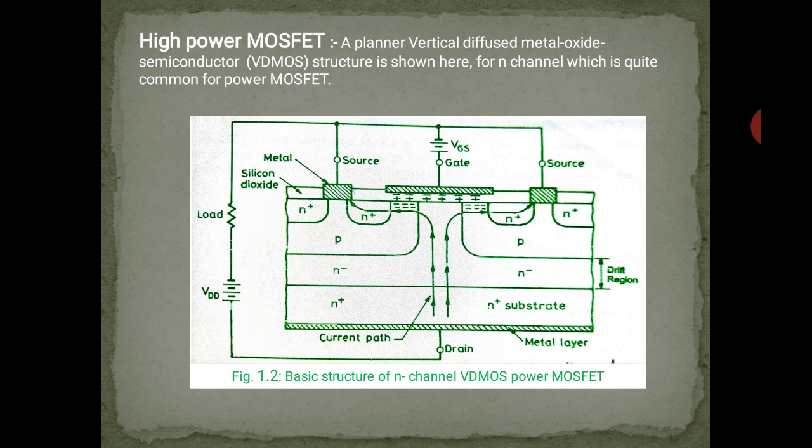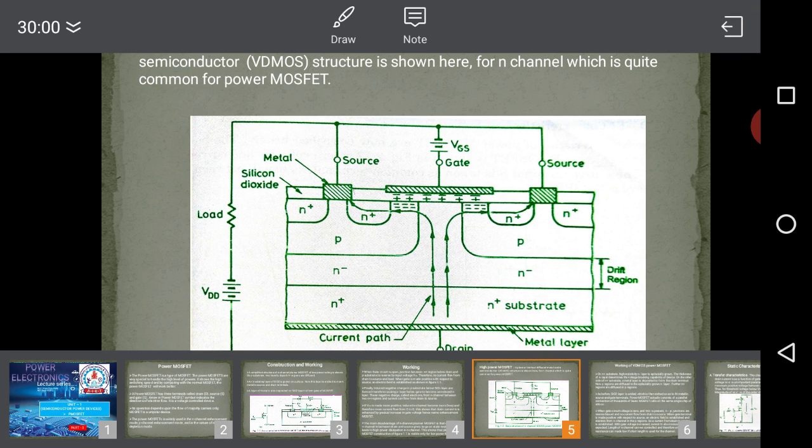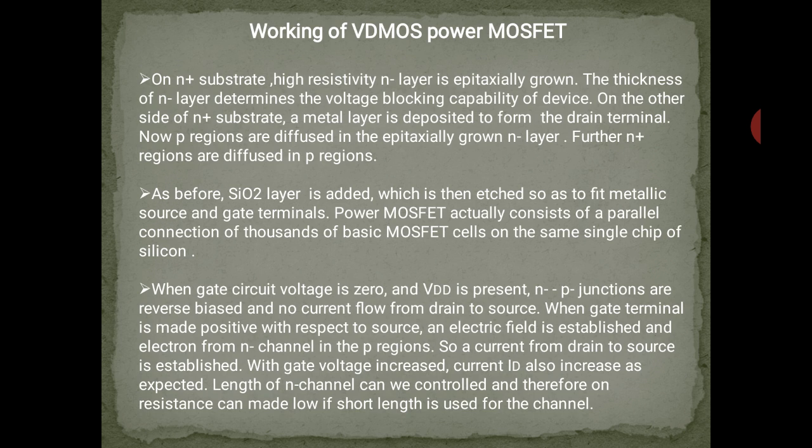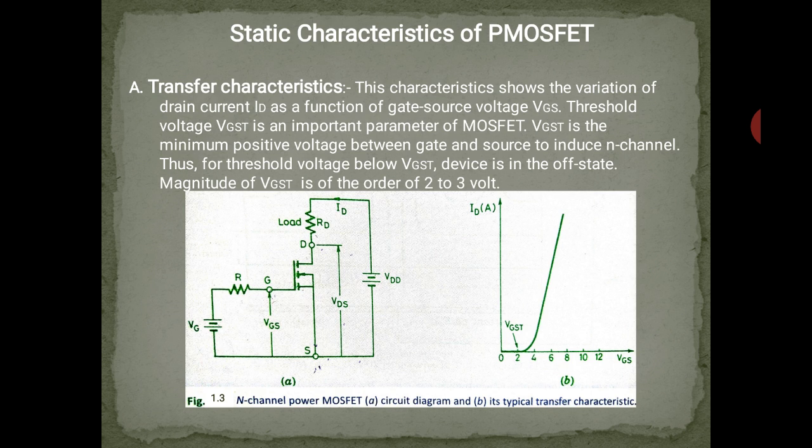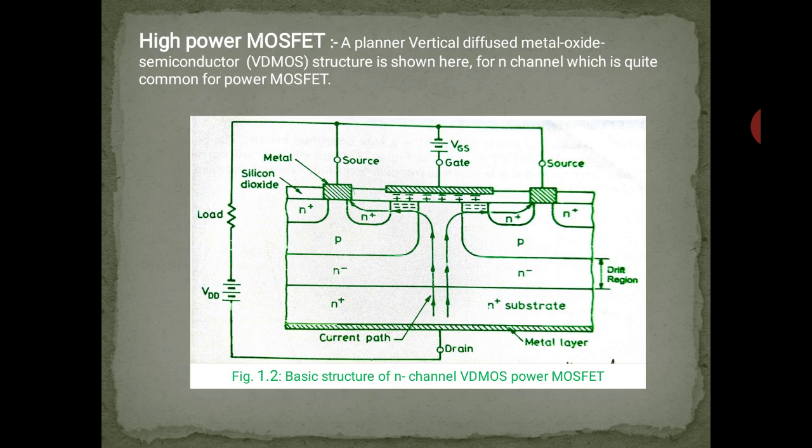of silicon. When the gate circuit voltage is 0 and VDD is present, the N minus and P junction are reverse biased and no current flows from drain to source.